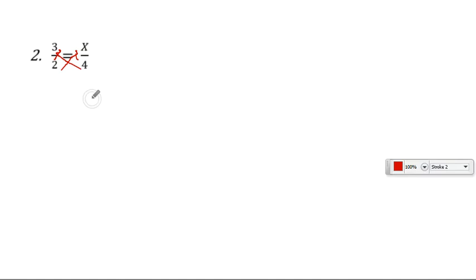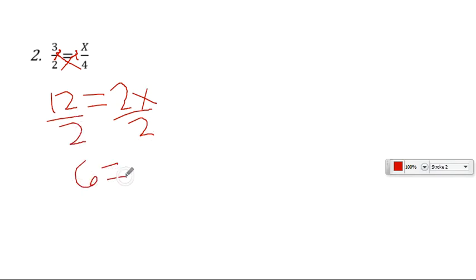Okay, that's what cross multiply means. So 4 times 3 is 12, equal to 2 times x, which is 2x. Okay, now from there we're solving for the x. Right now we have 12 is equal to 2 times x. So to get rid of the multiplication of 2, we use division. So x equals 6. That would be our solution.